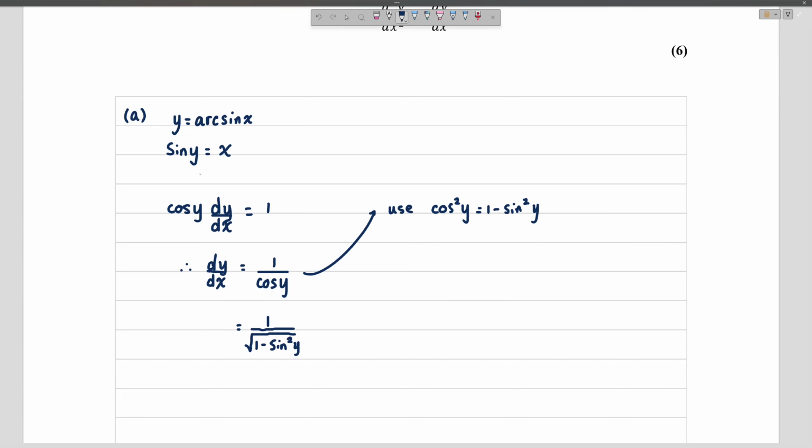And we know then that sine y is equal to x. If we just square that then, sine squared y is equal to x squared. So this just gives us 1 all over the square root of 1 minus x squared, exactly as we require. Okay, so as required there, and part A complete. So hopefully nothing too challenging there for part A.